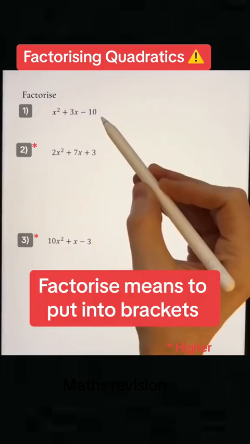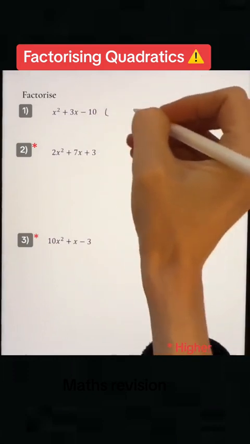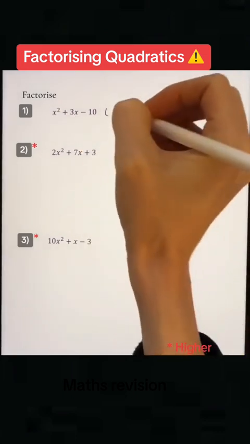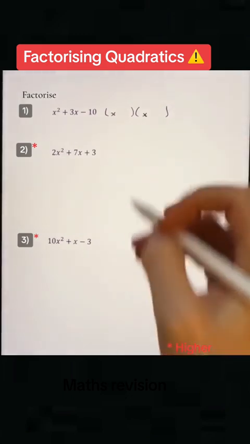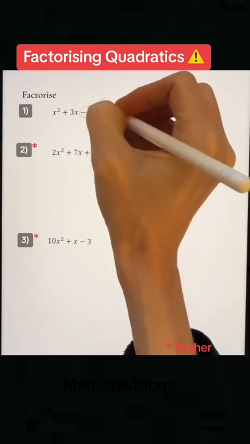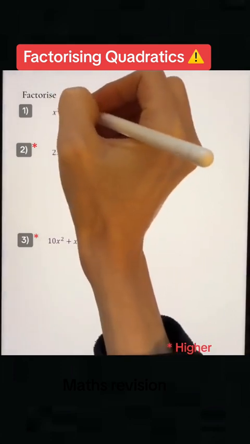Factorize means to put into brackets. If we have three terms, a quadratic in terms of x, we know it's going to factorize into what we call double brackets. As the quadratic starts x squared, we know each bracket will start with a single x. Our rule is we need to find two numbers that multiply together to give us what's called the number term, and the same two numbers must still add to give us the number in front of the single letter.